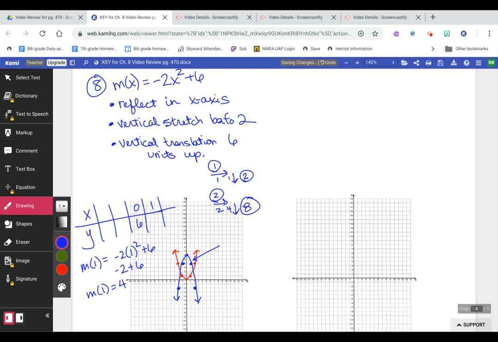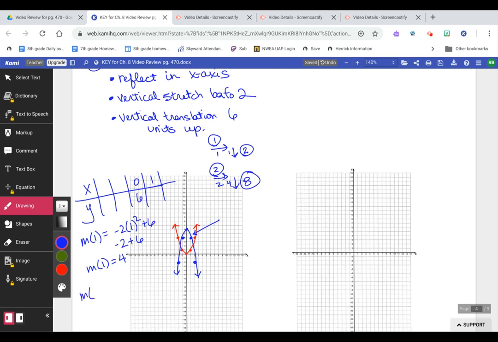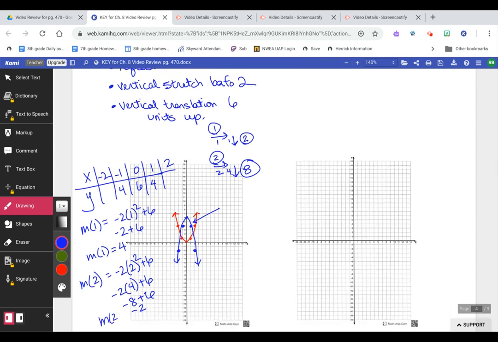And then if you did m of 2, so this would be 4, negative 1 would be 4, and then for 2, you would do negative 2 times 2 squared plus 6, so negative 2 times 4 plus 6. Negative 8 plus 6 gives you negative 2. When x is 2, y is negative 2, which is what we have right there. And then just make it symmetrical on both sides.